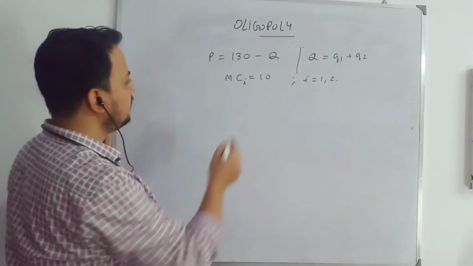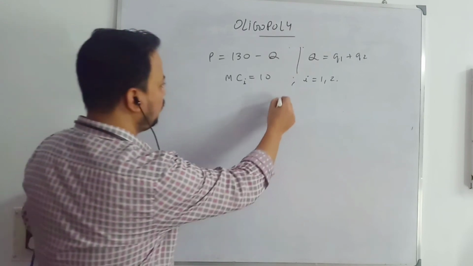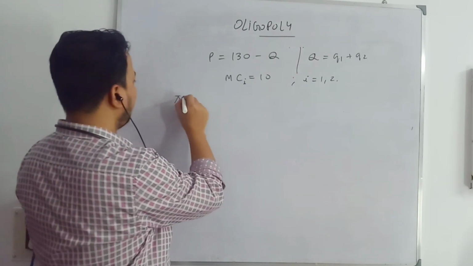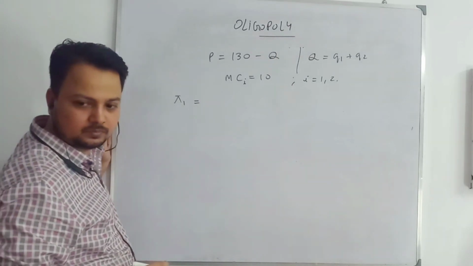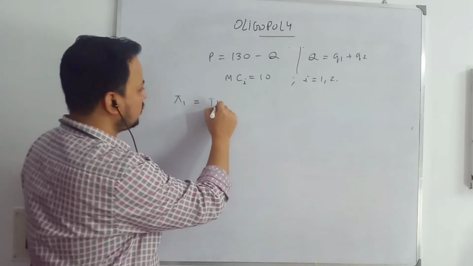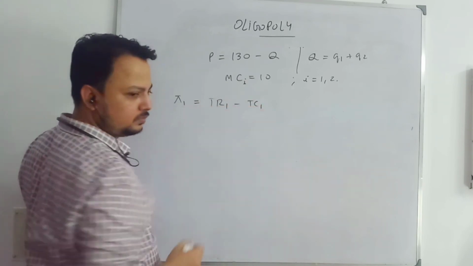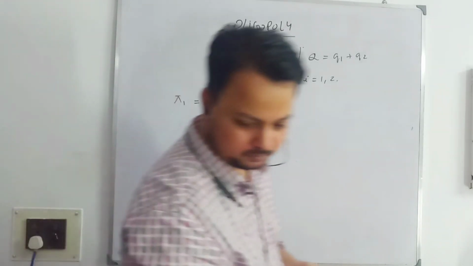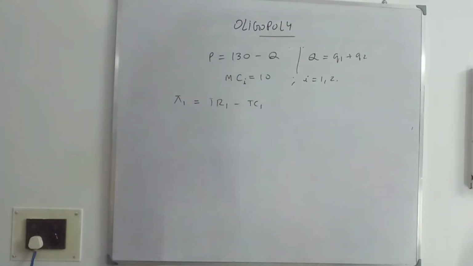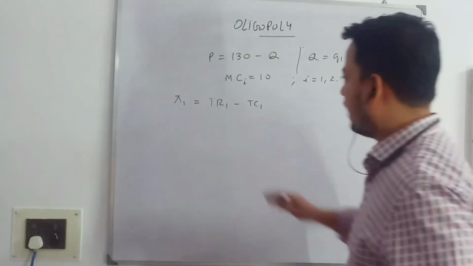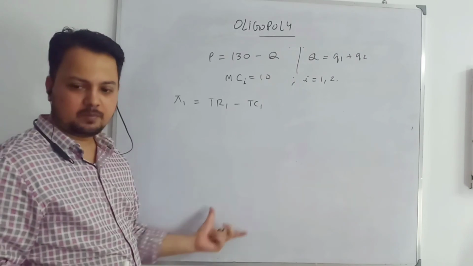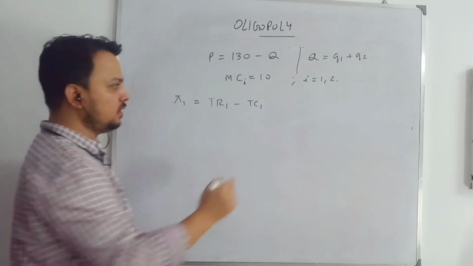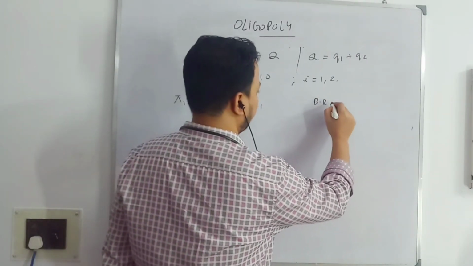So this is your output level. We have 2 firms. So the profit of firm 1: what is the profit formula? Total revenue minus total cost, right? I am doing it only for firm 1 because of symmetry. Firm 2 will have the same equation. And what I am doing is deriving the best response curve of firm A, or firm 1.